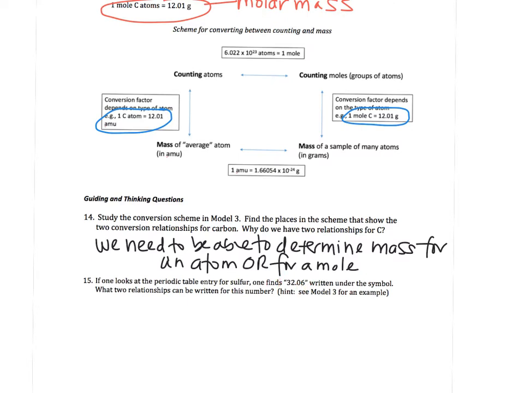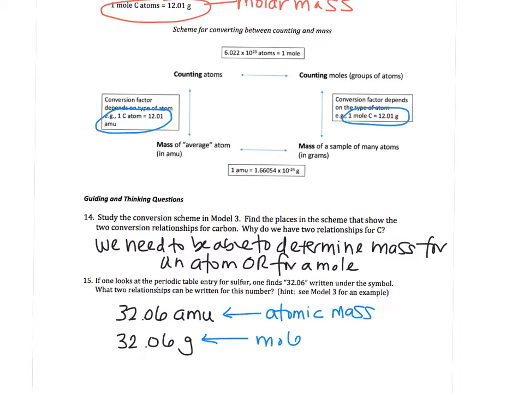And on the periodic table, it doesn't give us any units. But what we've learned is that that number means two different things. It means 32.06 AMU, which is the atomic mass. And remember, this is going to be an average mass. It's an average of sulfur 32 and sulfur 34 and 35. I can't remember all the isotopes, but it's an average. But this is the average mass of a single atom. The other thing is it's 32.06 grams for a mole of sulfur. So this is the molar mass.